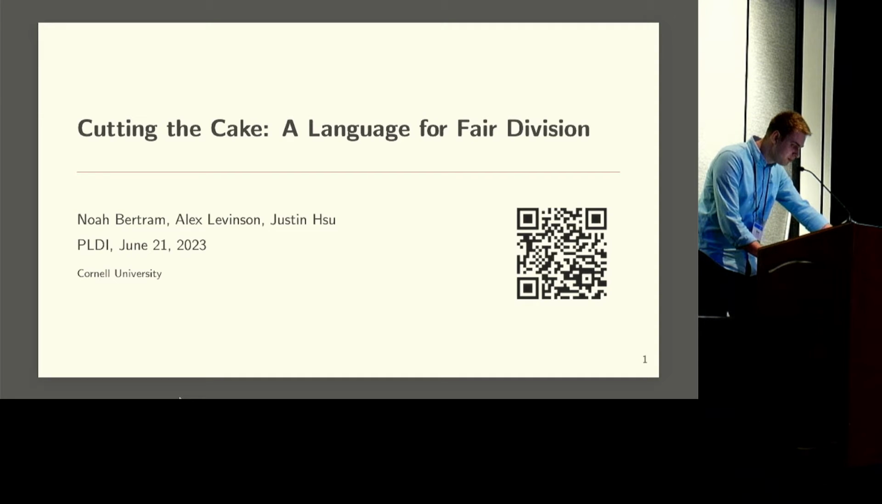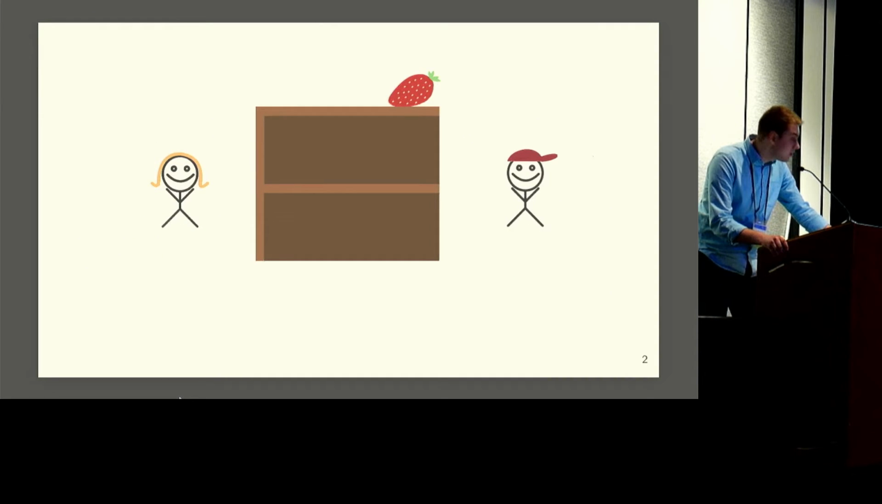Great. So let's say we have a delicious slice of chocolate cake and two hungry children, Alice and Bob. We'd like to be able to split this piece of cake up in a nice way between them. Well, what's a good way to do this? Well, we could have Bob take the cake and cut it into two pieces that he prefers equally, and then have Alice take her pick.